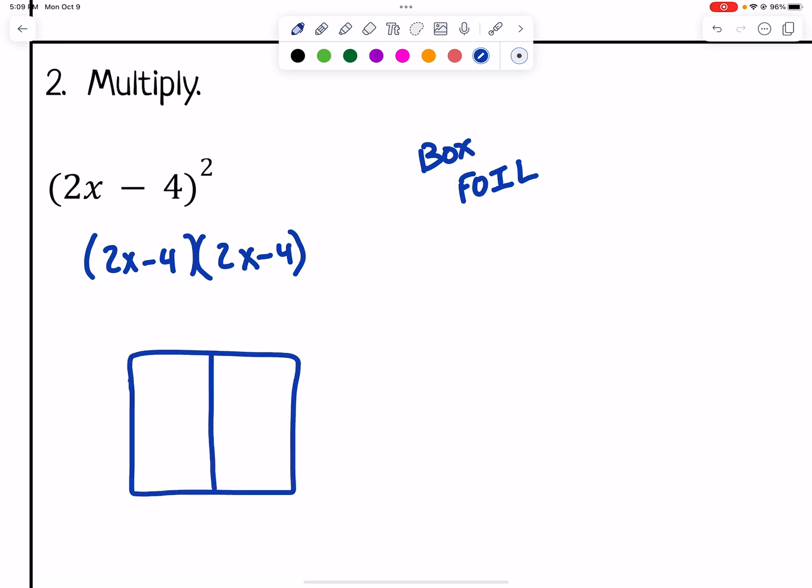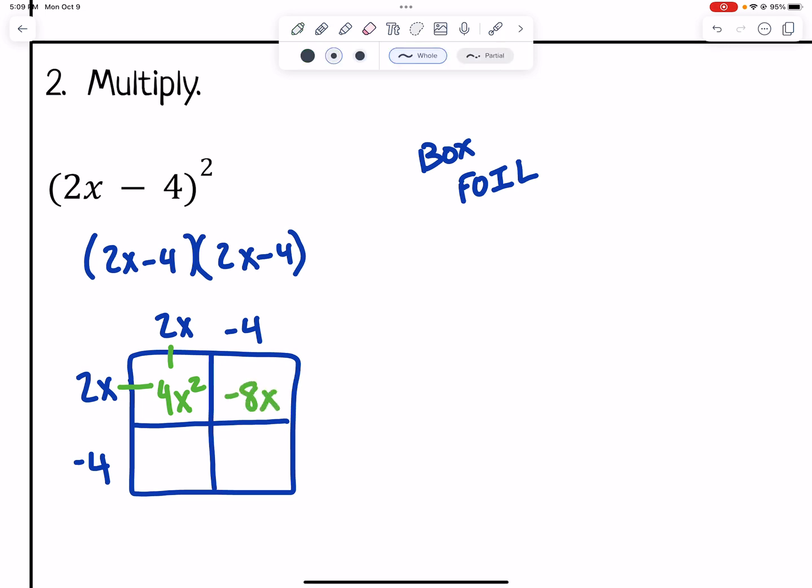So in the box method, I'm going to put 2x minus 4 on the side of the box and at the top of the box. And then I'm going to multiply and fill in my terms. So I have 2x times 2x gives me 4x squared in this first box. And then I have 2x times negative 4 is negative 8x in the second box on the top.